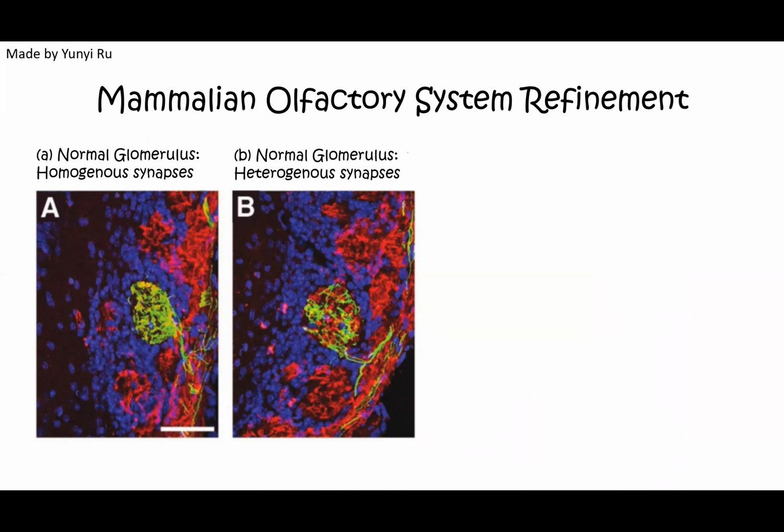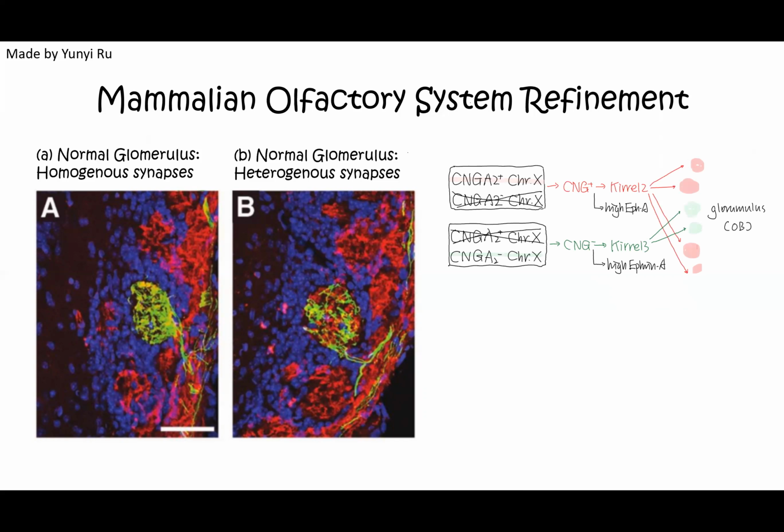This indicates that there is something responsible for the generation of gathered axons. It is the random inactivation of the CNGA2 channel. CNGA2 plus X chromosome results in Kirrel2 expression and high EphrinA level, while CNGA2 minus X chromosome results in Kirrel3 expression and high EphA level. Kirrel homophilic adhesion and Eph repulsion finally lead to the unique distribution of the axons.